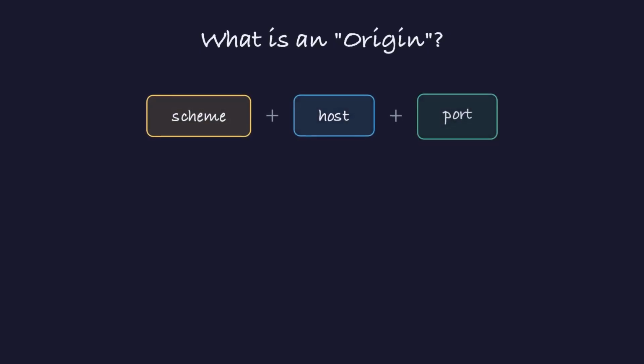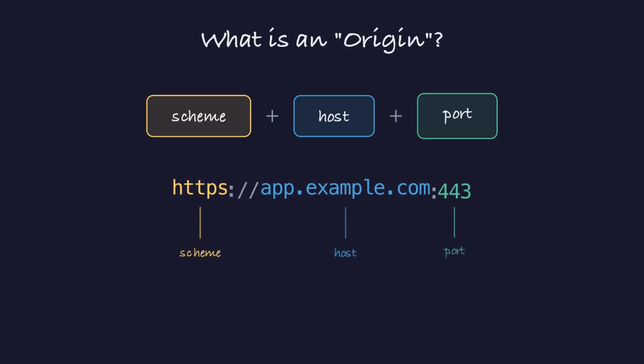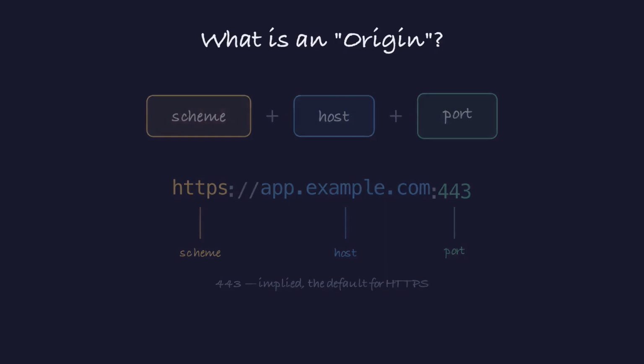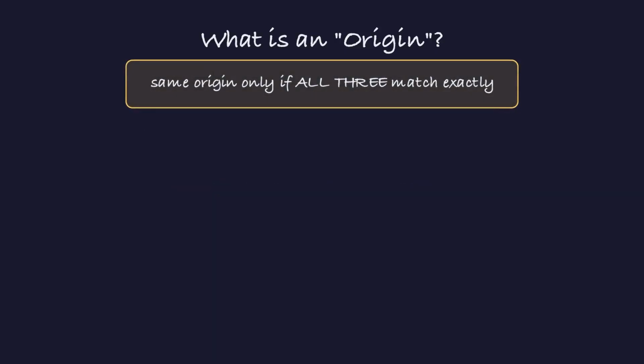So what exactly is an origin? An origin is the combination of three things: scheme, host, and port. Take this URL. The scheme is HTTPS, the host is app.example.com, and the port is 443, implied, because that is the default for HTTPS. Two URLs are the same origin only if all three match exactly, and watch how easily they differ.